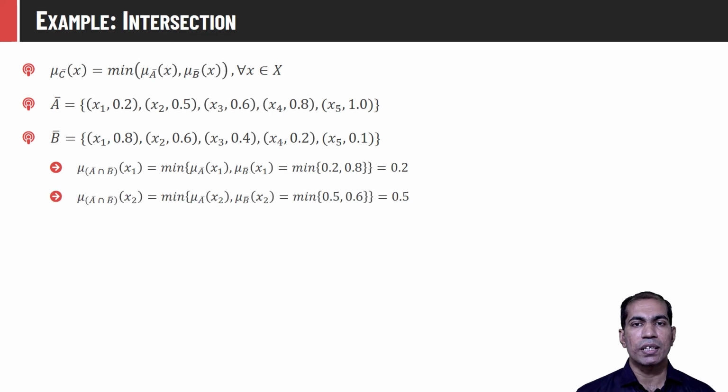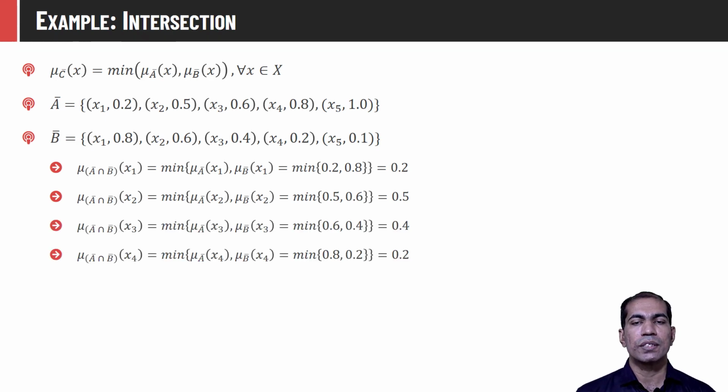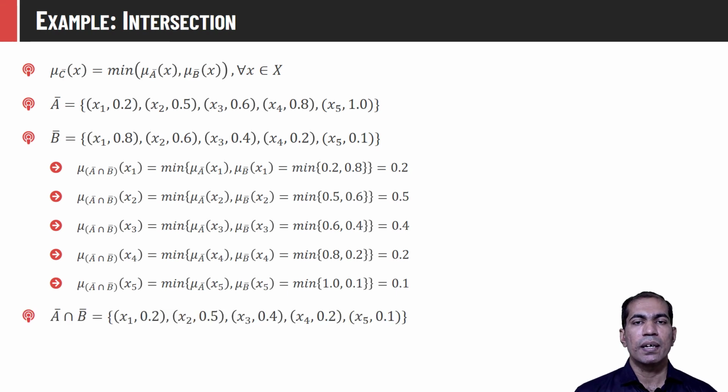In similar fashion, we can compute the membership values of elements x2 as 0.5, x3 as 0.4, x4 as 0.2, and x5 as 0.1. The final intersection set C bar is given as A bar intersection B bar, which is x1 0.2, x2 0.5, and so on.